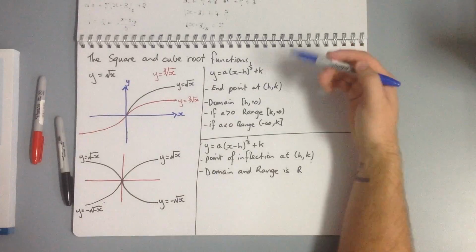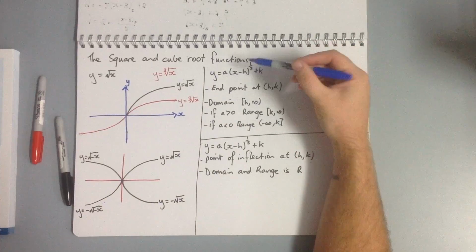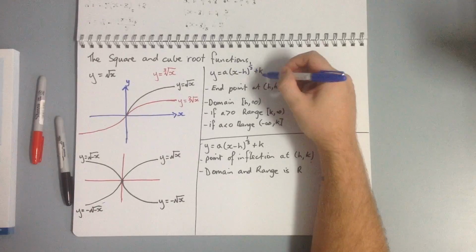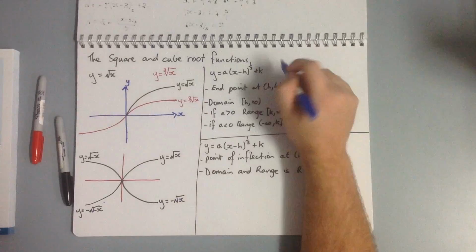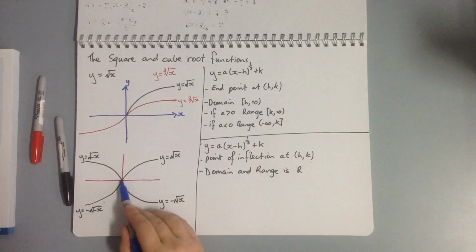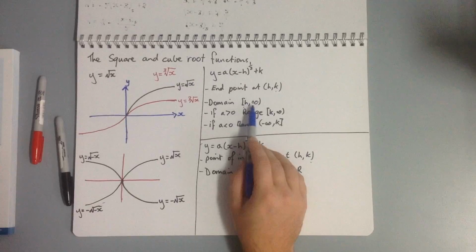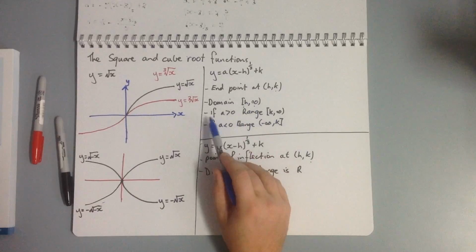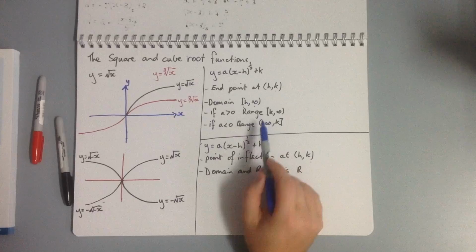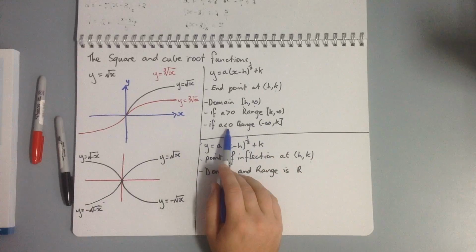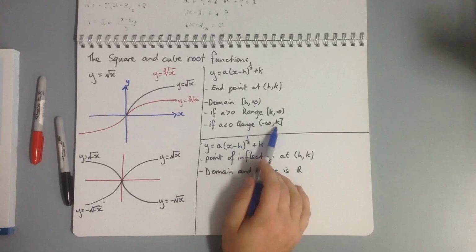If we look at them in the form that we have been looking at them, then we get y equals a outside of (x take h) to the power of a half, plus k for our square root. At the end point, k will be at (h, k). The domain will be from h to infinity, including h. And if a is bigger than 0, the range will be from k to infinity. Or if a is negative or less than 0, then the range will be from negative infinity to k.